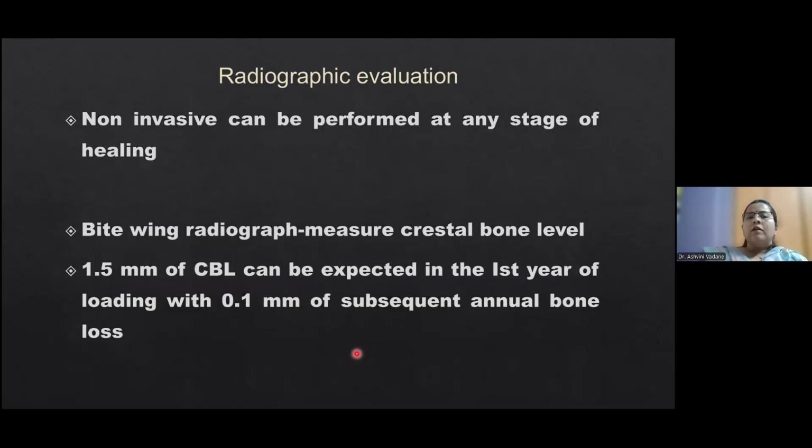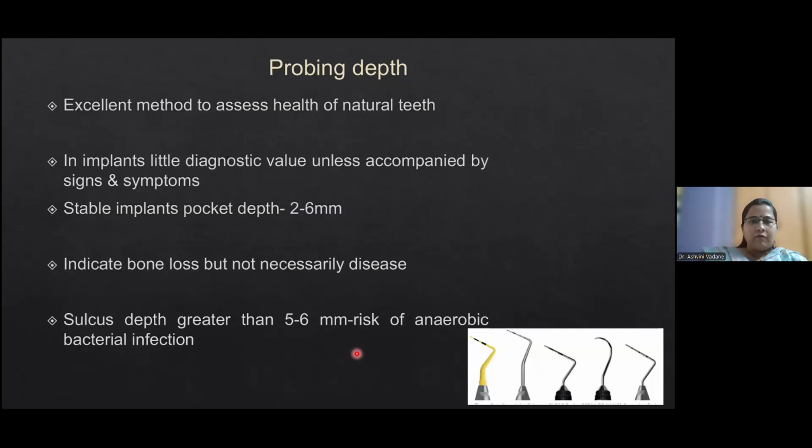Radiographic evaluation is non-invasive and can be performed at any stage of healing. A bite wing radiograph measures the crestal bone level. So 1.5 mm of CBL, the crestal bone level, can be expected in the first year of loading, with 0.1 mm of subsequent annual bone loss. This is how you are going to evaluate it radiographically.